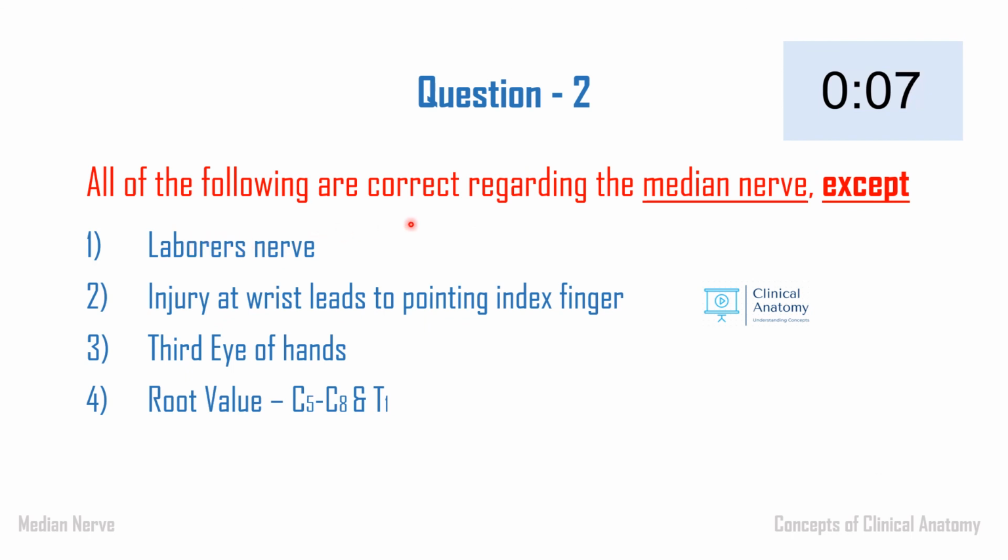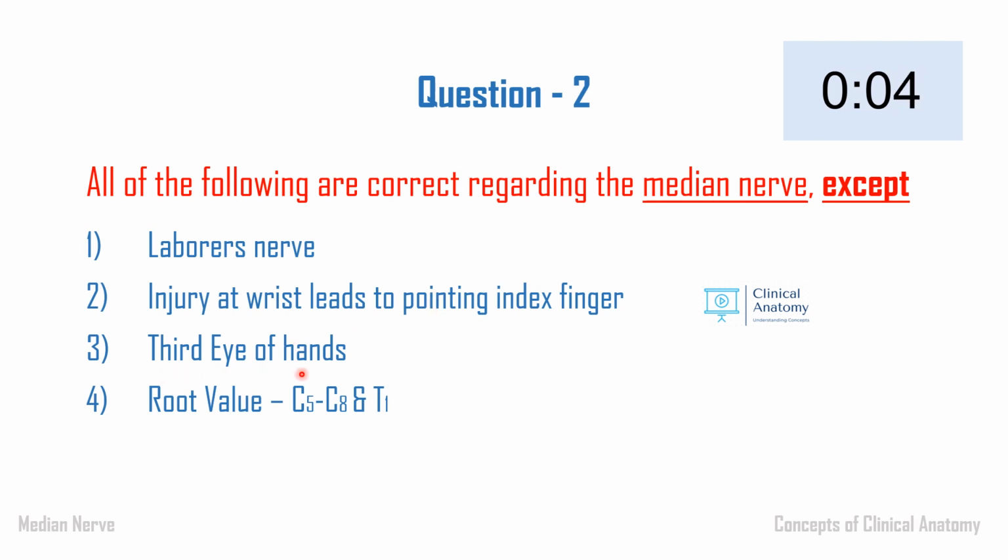All of the following are correct regarding the median nerve, except: Labourer's nerve? Yes, the median nerve is the labourer's nerve as it supplies most of the muscles of the front of forearm. Injury at the wrist leads to pointing index finger? Is it correct? No. Injury at the mid forearm level leads to pointing index finger, as it supplies the radial head of the flexor digitorum superficialis. So this is not the correct one.